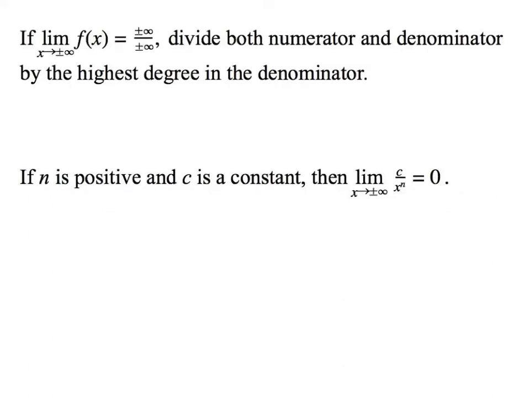Section 1.15, Connecting Limits at Infinity and Horizontal Asymptotes. So this section is about limits that are approaching infinity, positive or negative. And what is the result equal to if you take a limit to infinity? That's basically saying as a graph goes to the right, what's happening as you go on forever to the right? Is it going up? Is it going down? Is it approaching an asymptote?